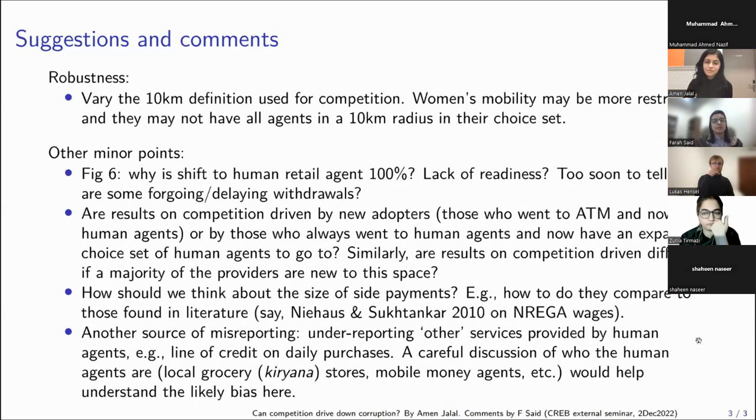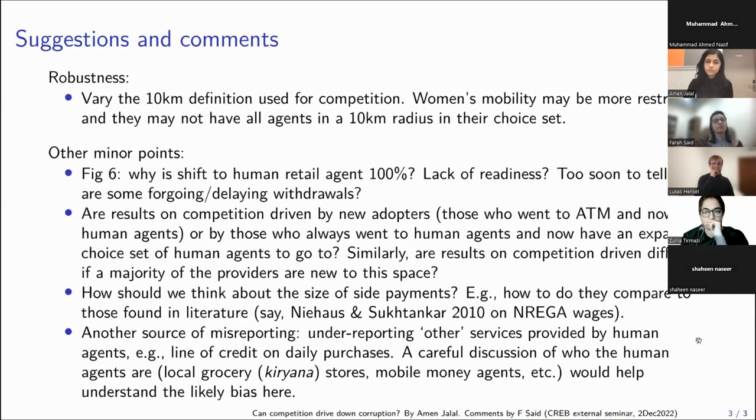On robustness, the decision to use the 10 kilometer boundary seemed a bit arbitrary. For women in particular, 10 kilometers seems a bit high. Again, in your paper you may be doing this already, but I'd be very curious to see if the results hold if it goes to 5 kilometers, 3 kilometers, walking distance, et cetera. Because if it does, then it's a really strong effect.